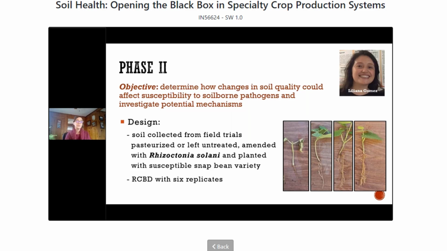For these trials, we chose Rhizoctonia solani, which is a very ubiquitous soil-borne pathogen that affects a number of different crops. And for these assays, we chose a susceptible snap bean variety. It's very easy to grow in the greenhouse and really clearly demonstrates resistance or susceptibility to this pathogen. In those little pictures there, the left-hand side is a snap bean plant that was very negatively affected by the Rhizoctonia, whereas the one on the right was not. You see a very nice healthy root system and healthy plants.